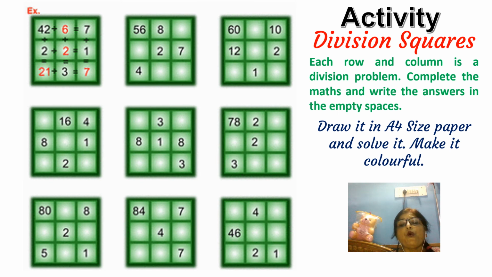So each row and column is a division problem. Each row and column division problem is here. Complete the maths and write the answer in the empty spaces. So many empty spaces are here and after solving you have to write the answer. So all of you, draw these columns on A4 size paper and then solve it. And one thing more, you have to make it colorful. This is your activity. You do it and send it on WhatsApp.